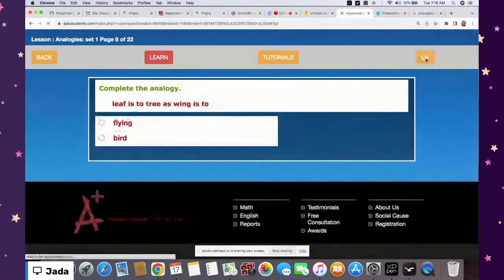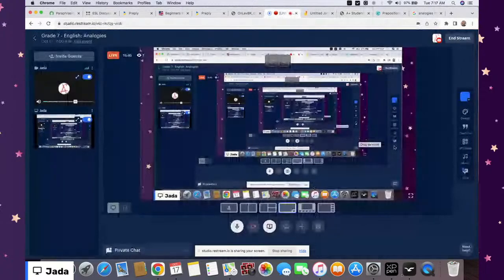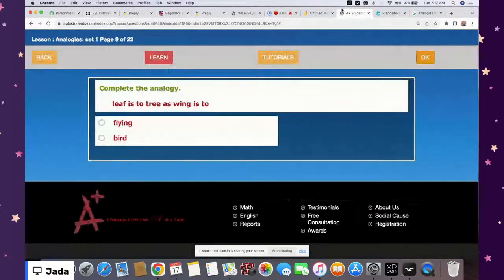Leaf is to tree as wing is to flying or bird. Birds or flying. What's your answer? So a bird. Yeah. Okay.